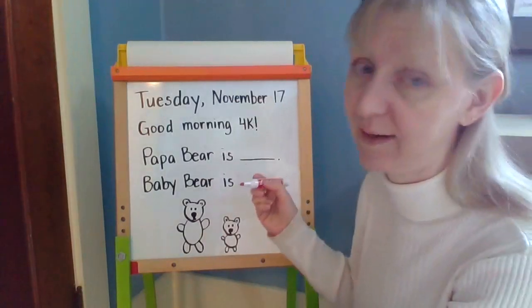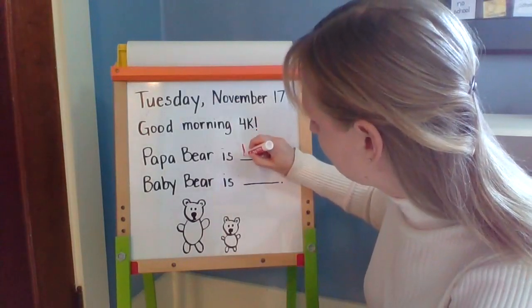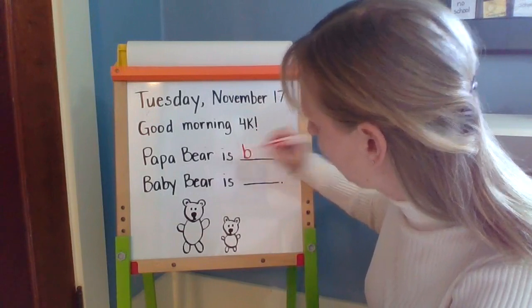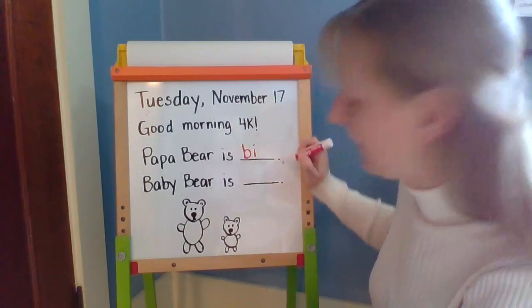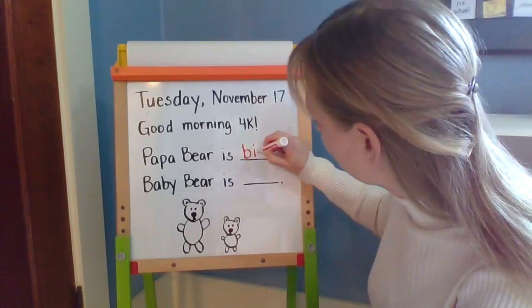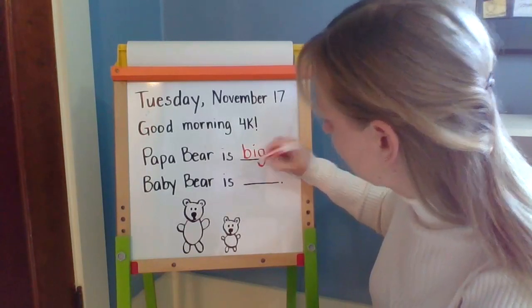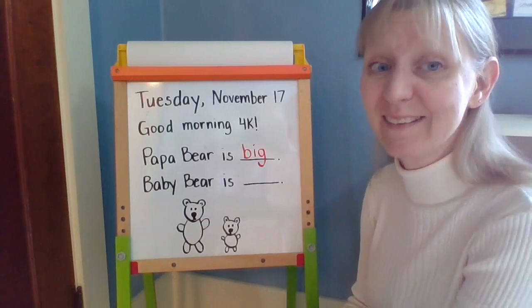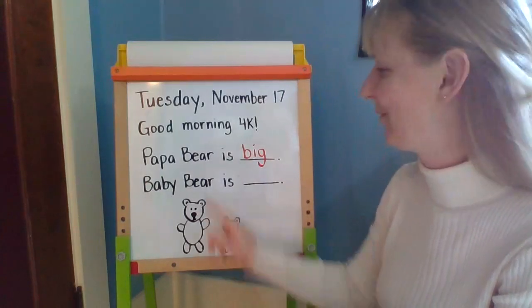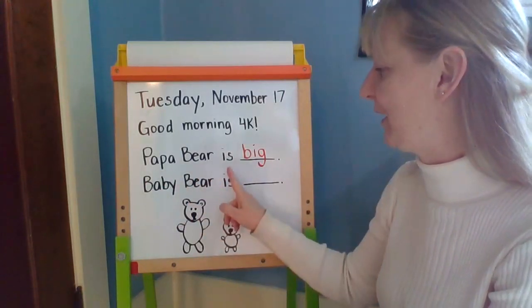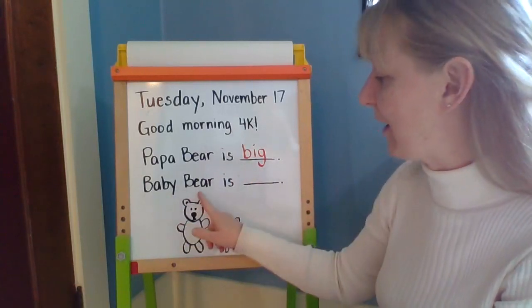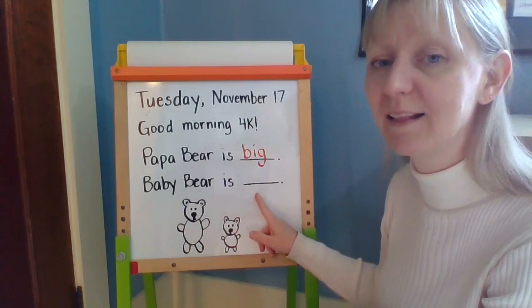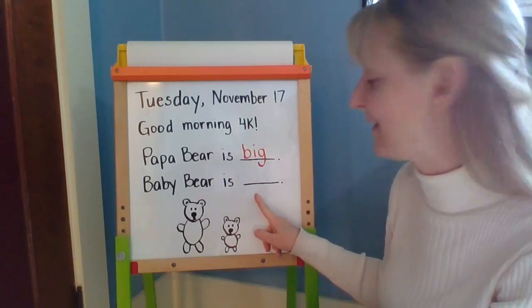I'm going to use lowercase letters today. Lowercase b. Then I'm going to write an I and a G. B-I-G is the word big. Now we can read this, can't we? Papa Bear is big. Baby Bear is little. That sounds like a good idea.